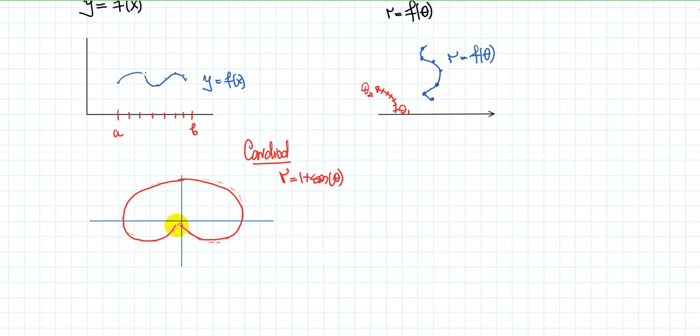So we can define a different cardioid. Let's draw another one. So r is equal to 1 plus cosine of theta. It's going to be the cardioid which is aligned along the x-axis. It's going to be like this.